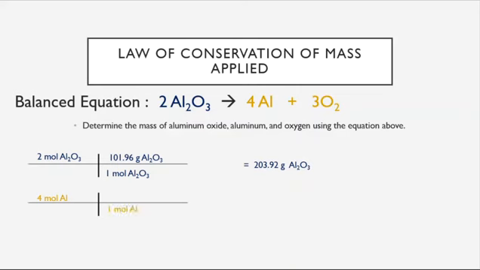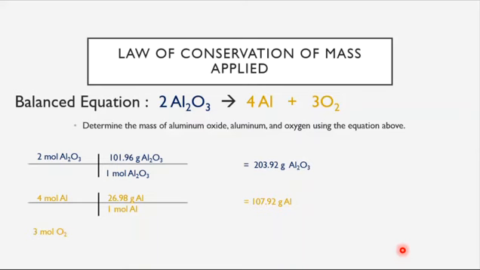So 1 mole of aluminum equals 26.98 grams of aluminum. Multiply the top, and you will get 107.92 grams of aluminum. And then finally, we're going to do the same thing with oxygen. So you have 3 moles of oxygen at the top. Remember, oxygen is diatomic, so don't forget to put that 2 there.